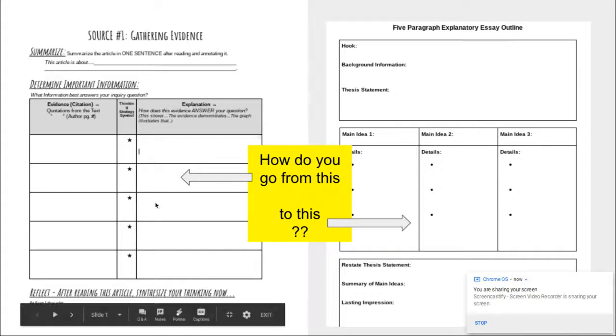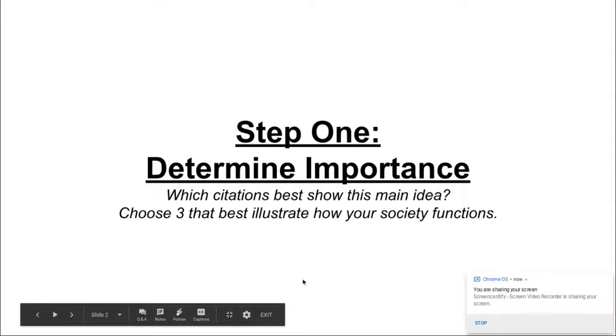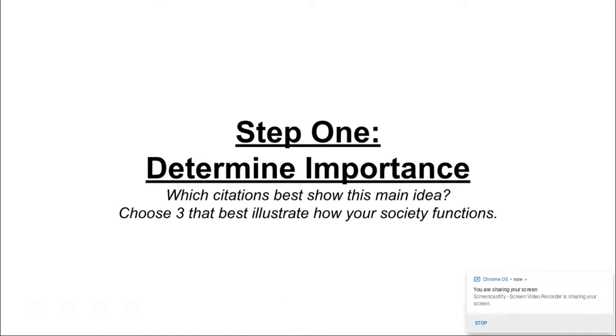How do you go from this awesome little evidence tracker with all your cool citations to this outline? Here's what you need to think about. Number one, you have to determine importance. Which citations that you have best show your main ideas? You want to choose three that best illustrate how your society functions.